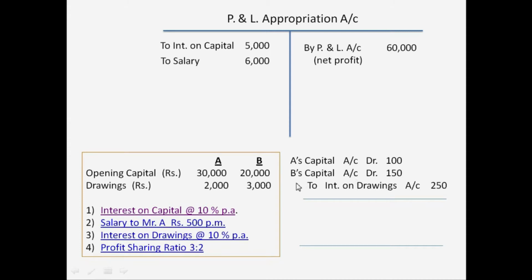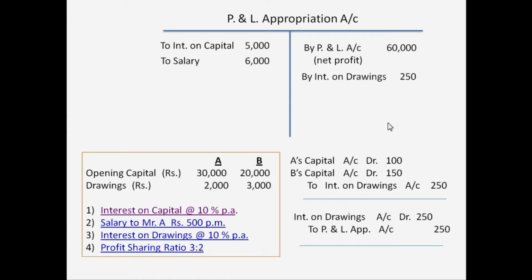After this entry, the firm will close this interest on drawings account, and for this purpose the firm will pass this entry. Here interest on drawings account is credited, so in the next entry it will be debited, and P&L appropriation account will be credited. Now this second entry will be posted on the credit side of P&L appropriation account, as P&L appropriation account is credited here, so on its credit side by interest on drawings 250, and the first entry will be posted on the debit side of partners capital account.